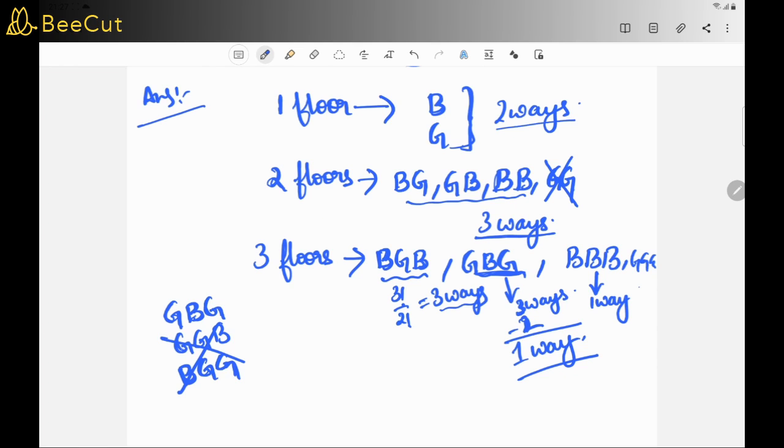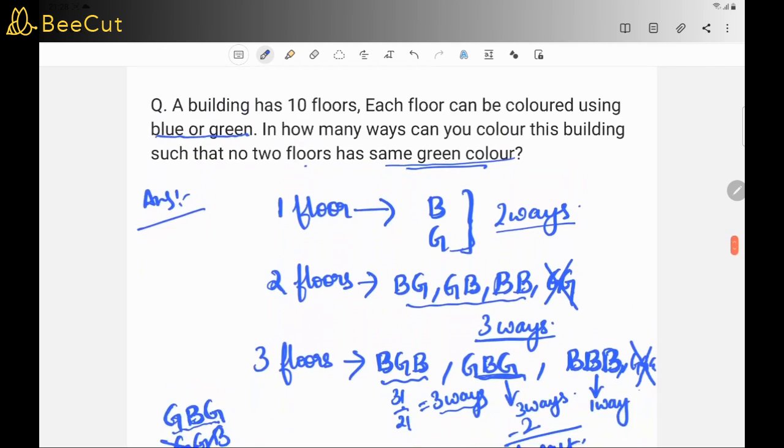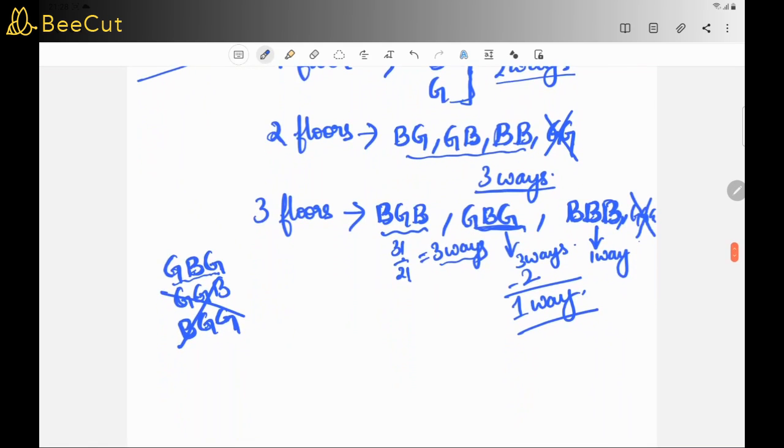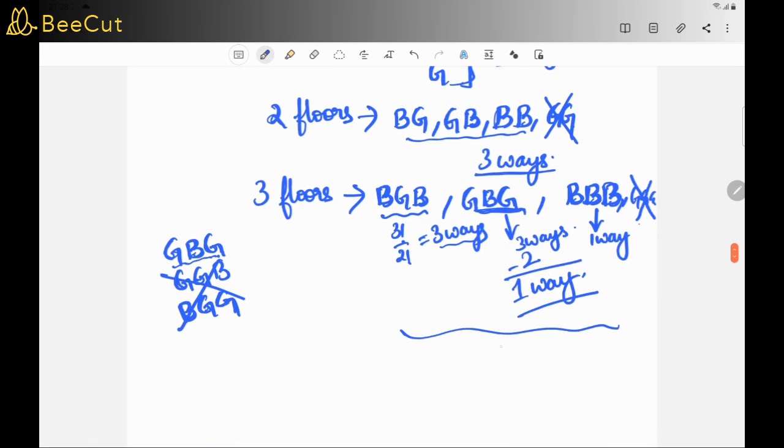So here there are 2 greens in 2 consecutive floors, and here also the same thing. So we cannot take these 2 cases, we can take only this case. So that's why 3 minus 2, and this is done in one way. Next, I'll color all the 3 floors with blue. So this is one way, and I can color all the 3 floors with green, but again this case we cannot take because no two floors have the same green color. Now the total number of ways in which this is done is 5 ways.